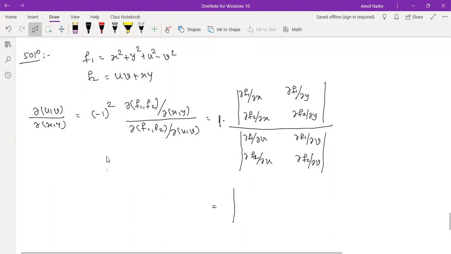So while differentiating x, keep all the remaining variables constant. Differentiate only with respect to x, keeping y, u and v constant. So what will it be? Only 2x. Here we will get 4. What about f1 with respect to y? 2y. f2 with respect to x?